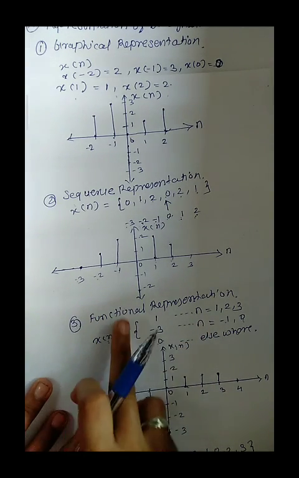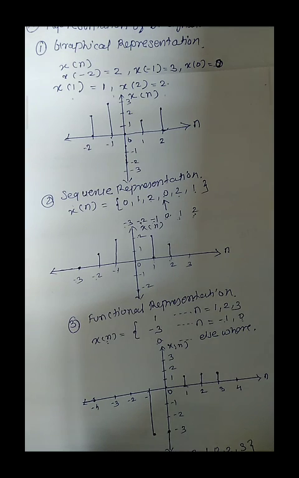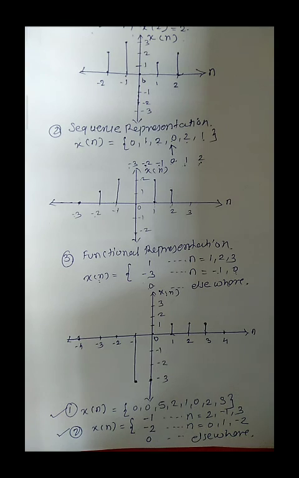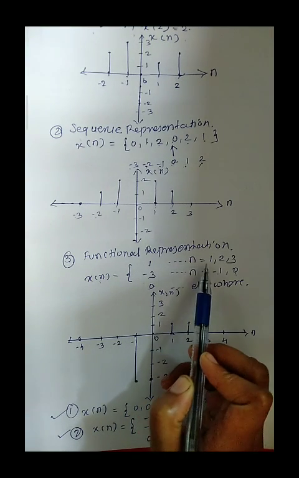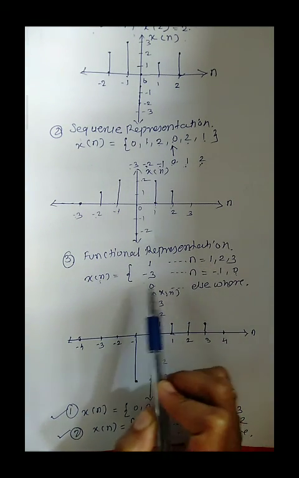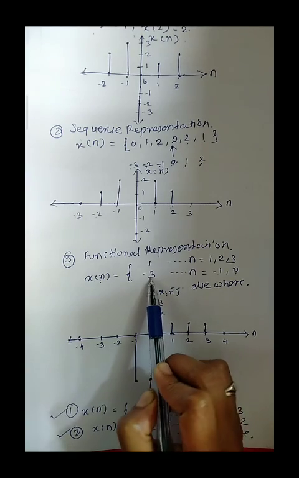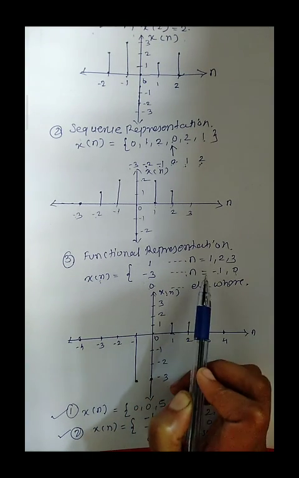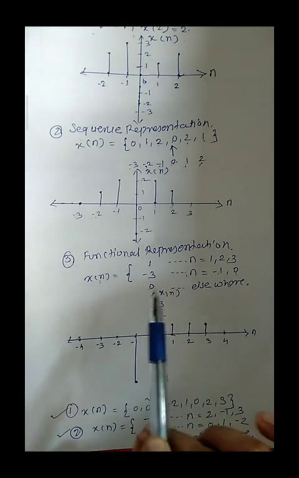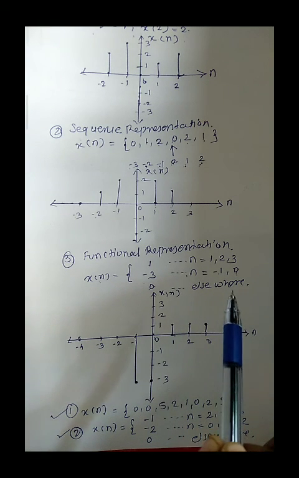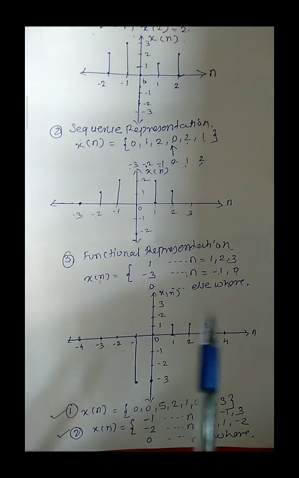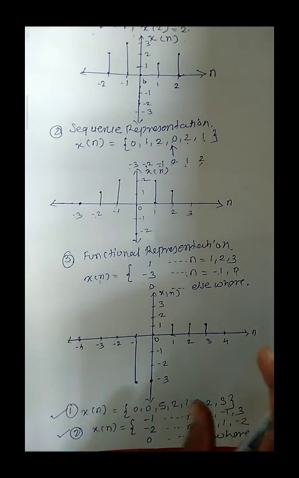Then next is functional representation. In functional representation, x of n is given as a particular function, like x of n is equal to 1 for n belongs to 1, 2, 3. Then x of n is equal to minus 3 for n belongs to minus 1 and 0, and x of n is 0 elsewhere. Means for other signals, the value of x of n is 0.